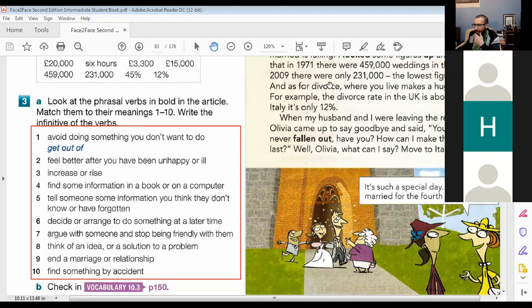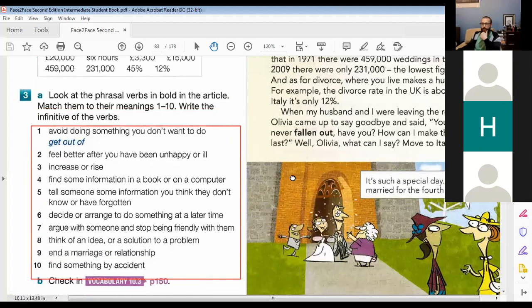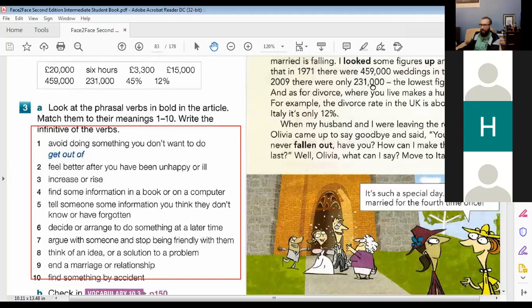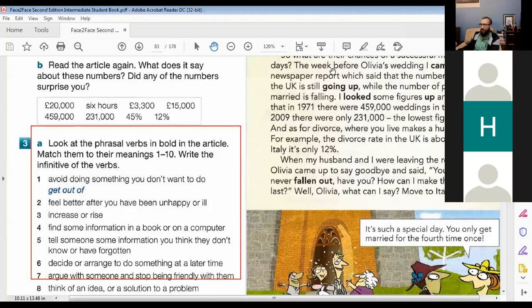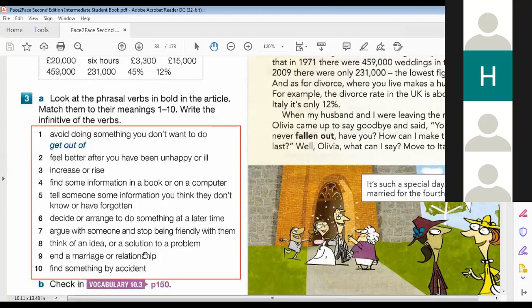Now, what about going up? It says here that the number of divorces in the UK is still going up. Increase or rise. Number 3, increase or rise. That's correct. So going up, this is the meaning of going up. Increase or rise, that's correct. Let's check the next one. Came across. The week before Olivia's wedding, I came across a newspaper. Came across a newspaper. What do you think? Find something by accident. Number 10. Yes, number 10, find something by accident. That's correct.